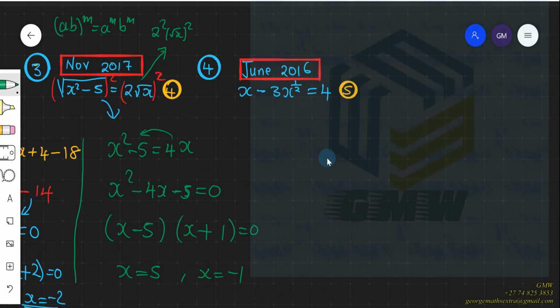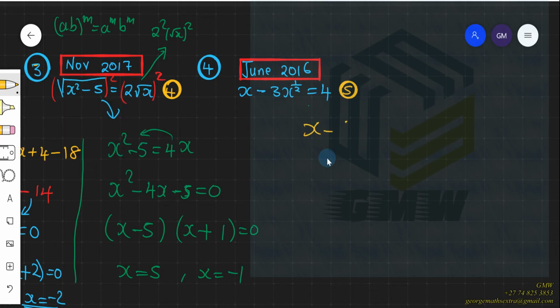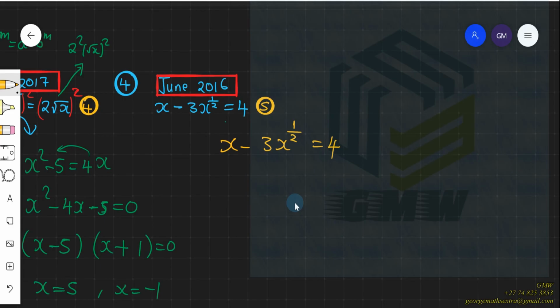If you look at this question, I will rewrite it for things to be clear. It's x minus 3x to the power of a half, is equal to 4. If you look at this, from the laws of exponents, square root of a is the same as a to the power of half, which means what I'm looking at here is simply square root of x. So let me write that. 3 square root of x is equal to 4.